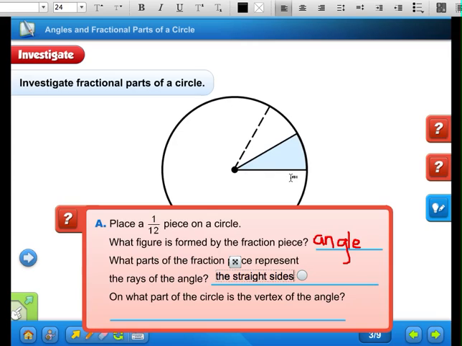Right here. The next question asks, on what part of the circle is the vertex of the angle? Where's the vertex? If you remember, I always tell you about the letter V for vertex is the point. Where's the point? The point is in the center. At the center of the circle, that's where the vertex is. All right, so we did that one.